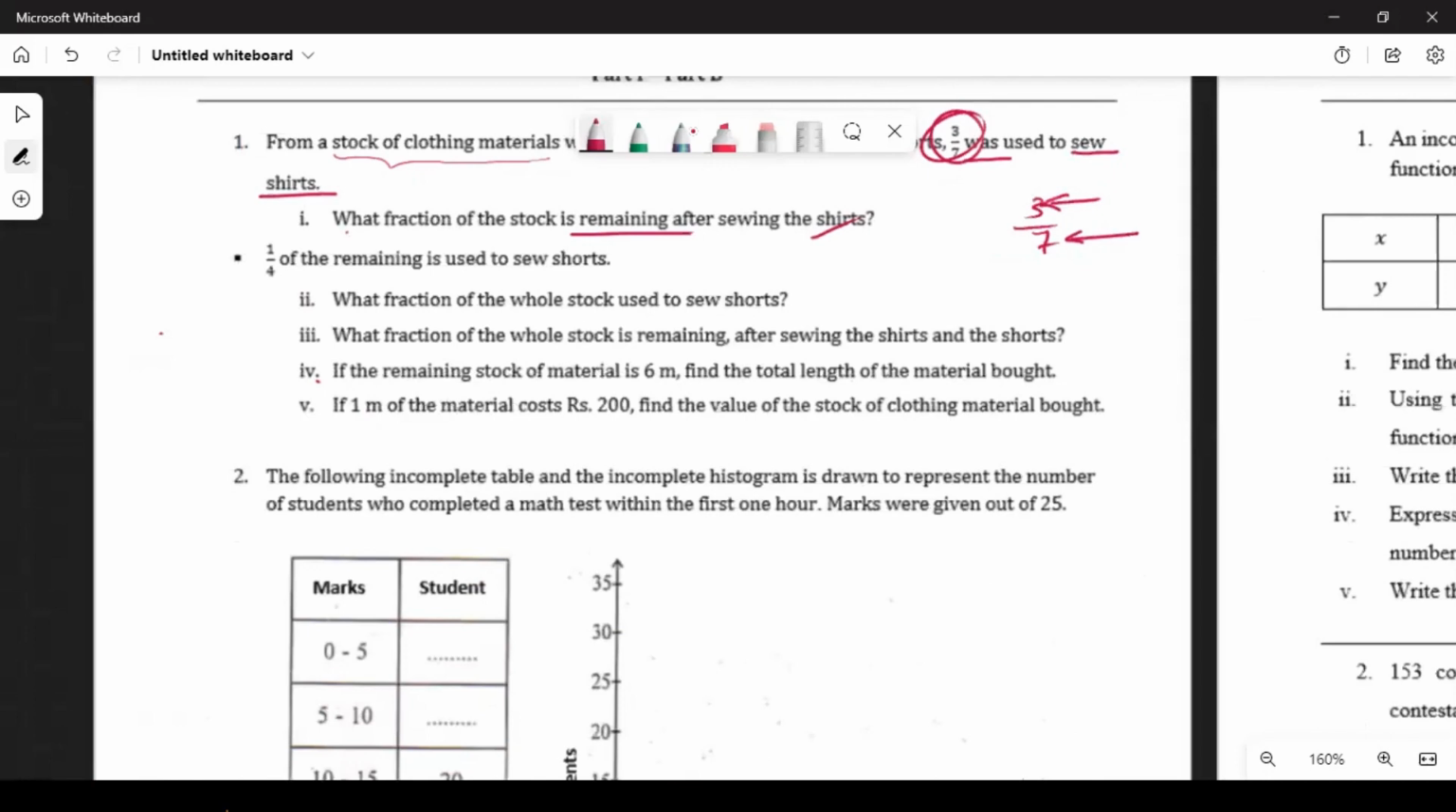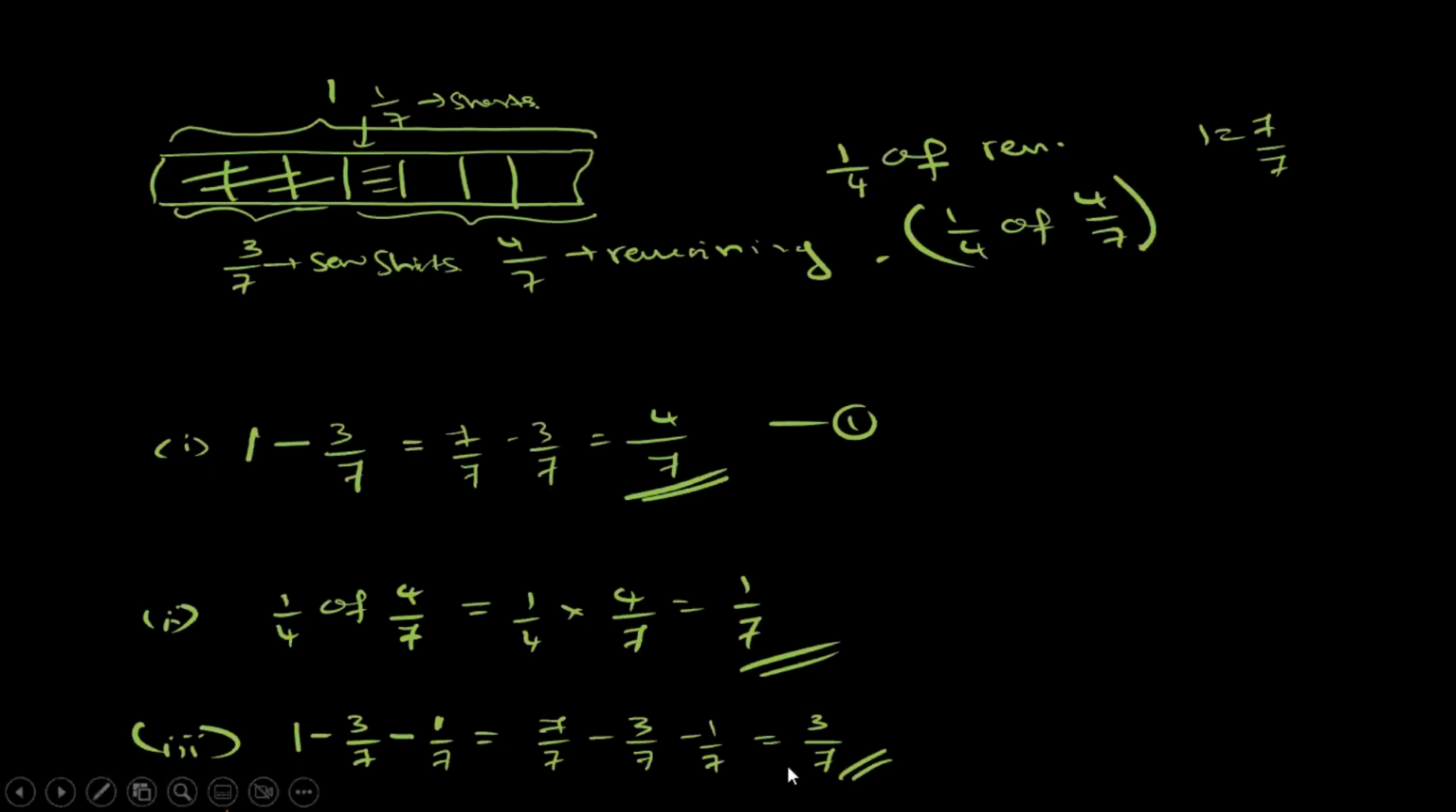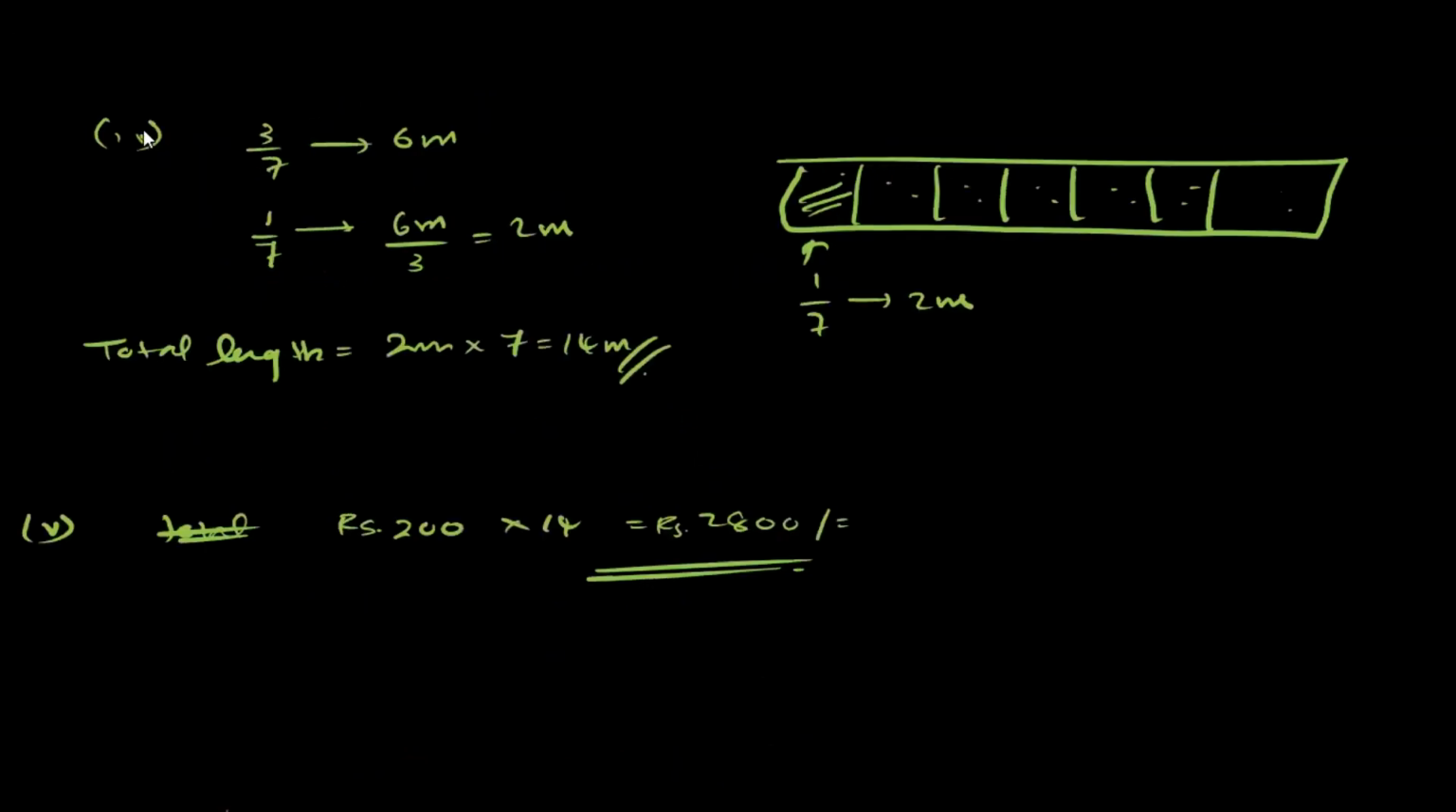What is the answer for 3? 3 means this one, no? I think I calculated that. Here, 3/7. Without finding the answer for 3, we cannot do question number 4. Shall we move to the next question, guys? Everyone?